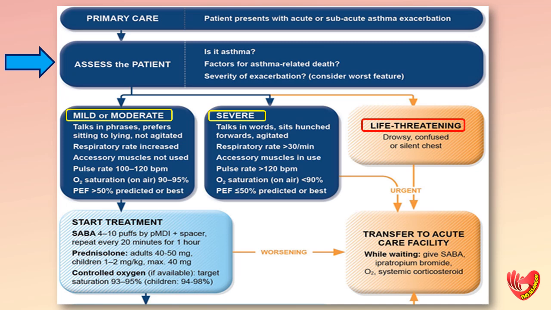If a patient presents to our clinic with severe asthma or life-threatening asthma, we need to immediately transfer this patient to an acute care facility or tertiary center. While waiting to transfer, we can give SABA, ipratropium bromide, oxygen, and systemic corticosteroids.